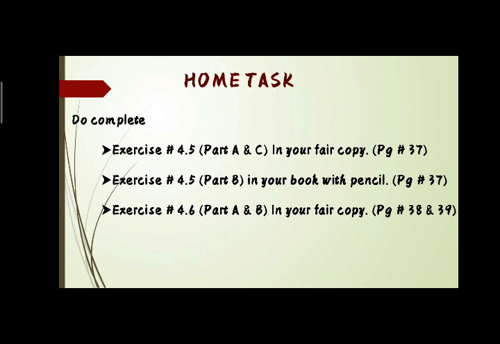Exercise number 4.6, parts A and B, in your fair copy from pages 38 and 39. Do all the questions from your given homework. Do it in your fair copy according to the instructions and follow the same pattern of the solution on your slides.